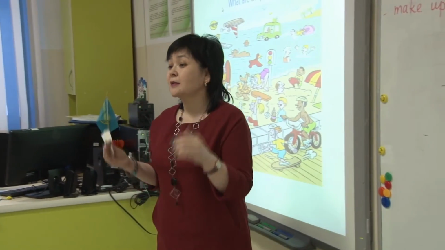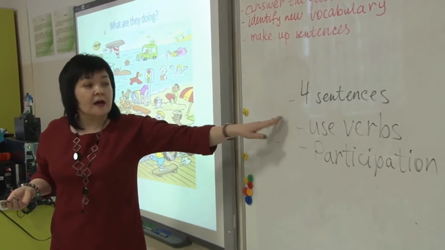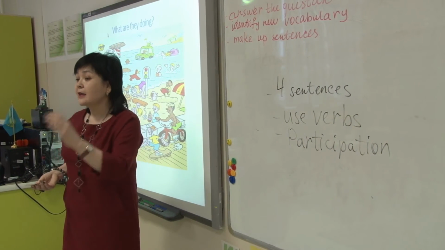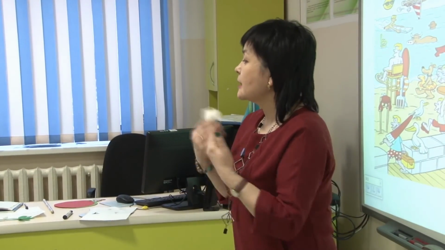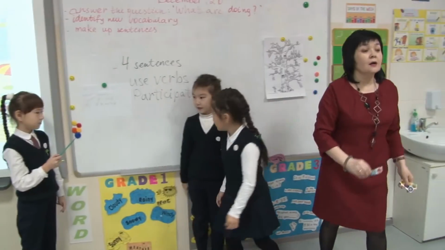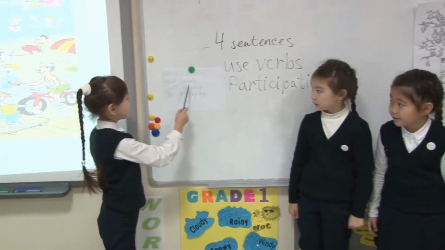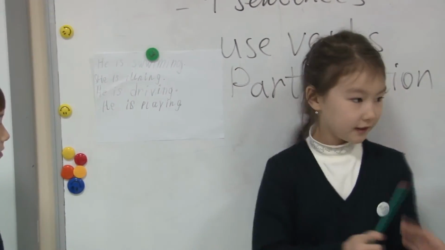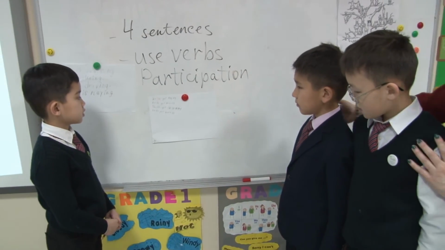You are going to assess your group work. Okay? So every group should have 4 sentences. They should use verbs appropriately, and everyone should participate. So each student should speak, okay, and present your sentences. So the first group, please welcome, come here. You are going to award these stickers to the group. She is running. He is driving. He is playing. So next group to present, group number 2.